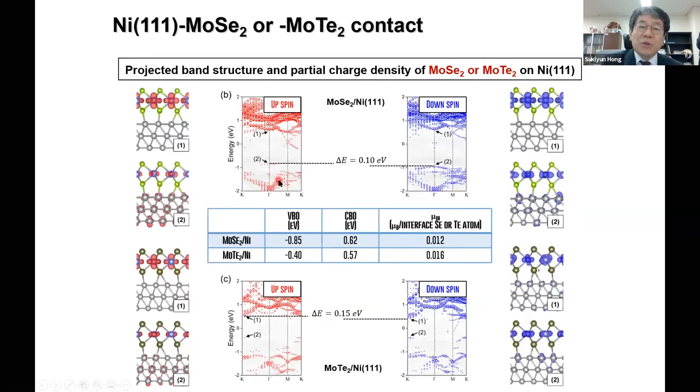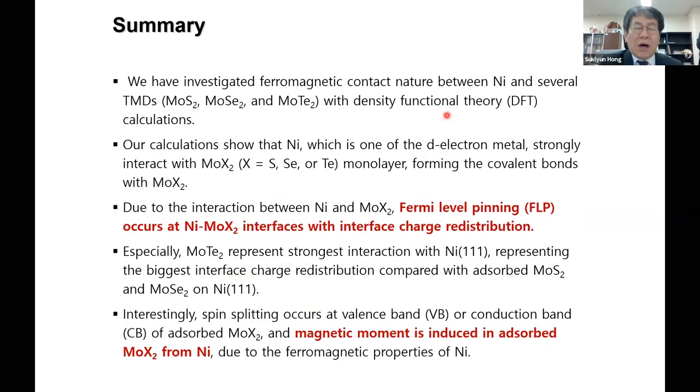This also shows the spin splitting and the magnetic moment in the case of molybdenum diselenide and ditelluride on nickel. And here we can say the Fermi level pinning occurs at the nickel molybdenum dichalcogenide interfaces with the charge distributions. And we can also see the spin splitting occur, and the induction of a magnetic moment, due to the presence of the ferromagnetic nickel metal surface.